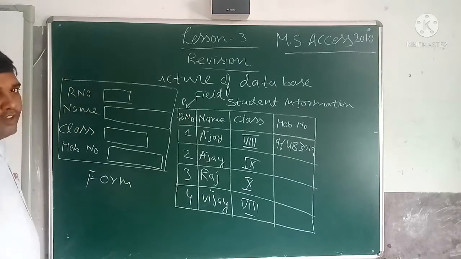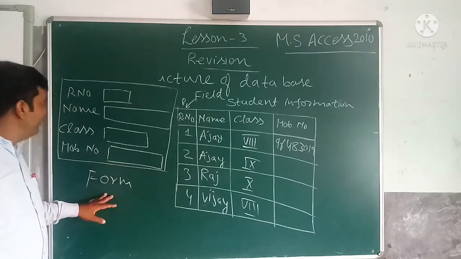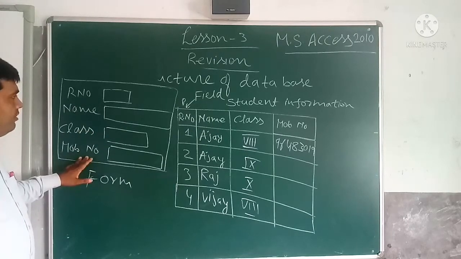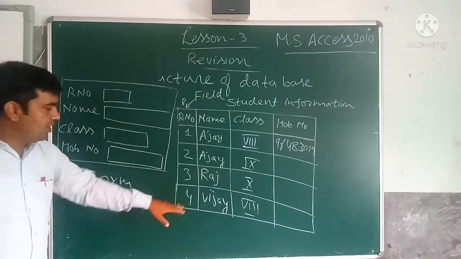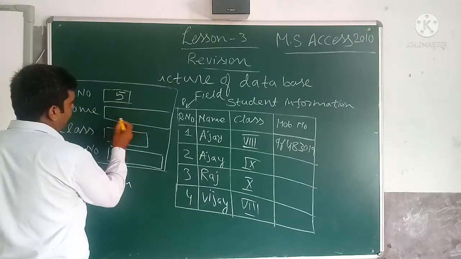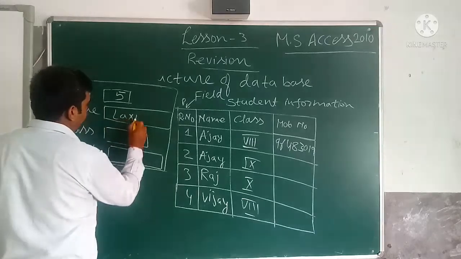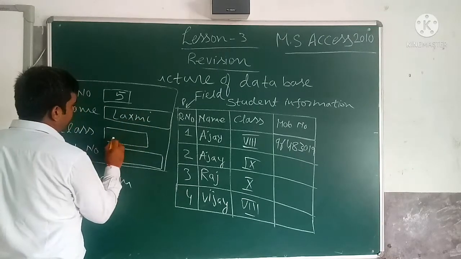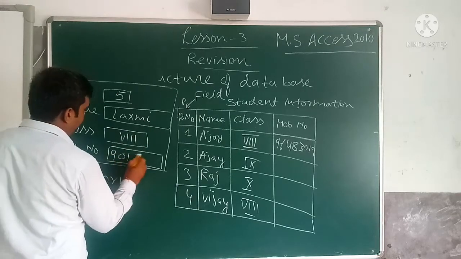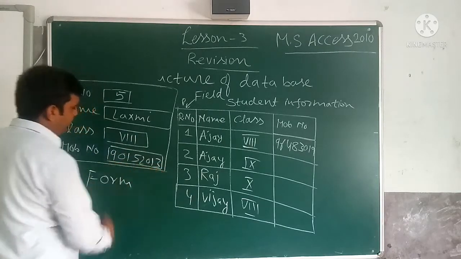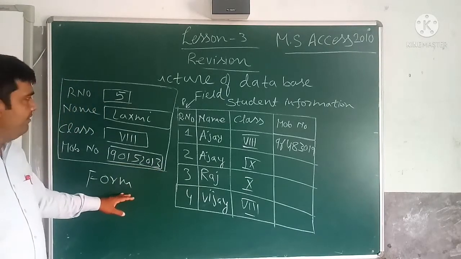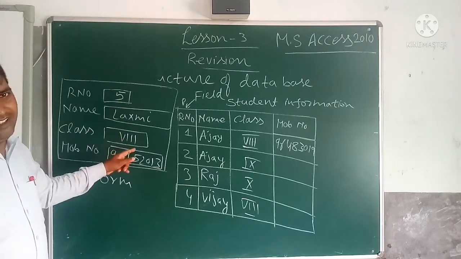So now this is the student information table. When you open it in the form view, you will find one record at a time. Now here you can enter one record at a time. Suppose 4 records have already been added, and you want to add the 5th record. You write here 5. Name you can provide Lakshmi. Class you can provide, suppose 8. Mobile number you can provide 9015 2013, whatever it is. So at one time we are able to enter only one record in the table.